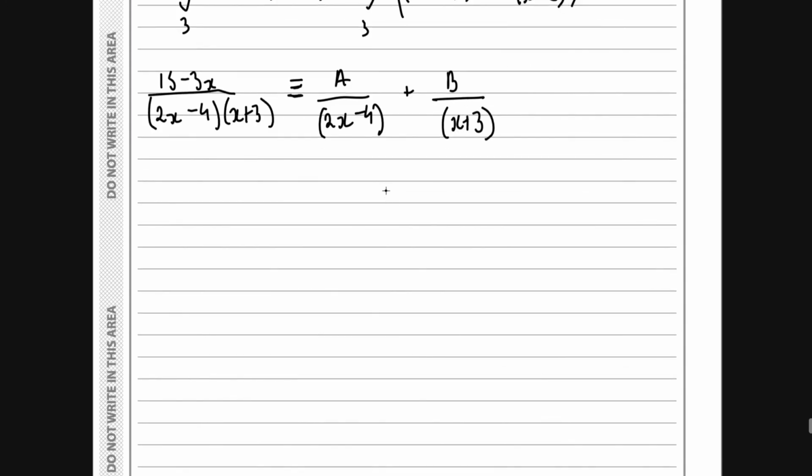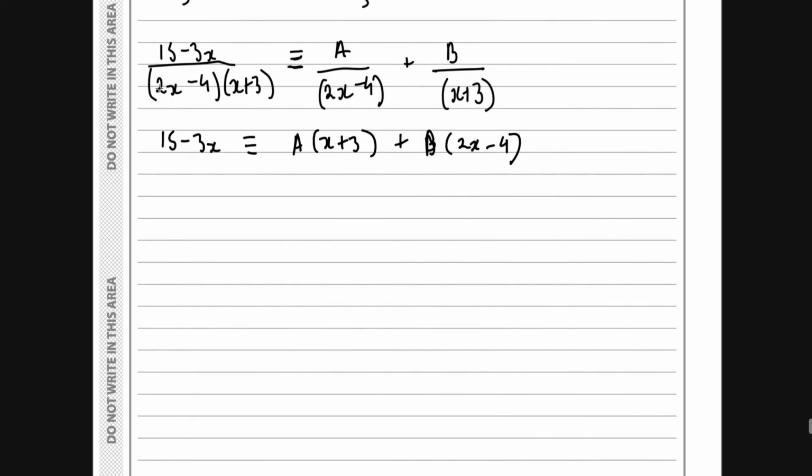So we're going to be using this identical symbol. And what I'm going to be doing now is following standard protocol when finding values of a and b when solving partial fractions. So 15 minus 3x is going to be identical to a multiplied by x plus 3, and applying the same for b, multiplying b by 2x minus 4. Okay, and what we're left with is this. Remember, we get rid of the denominator here.